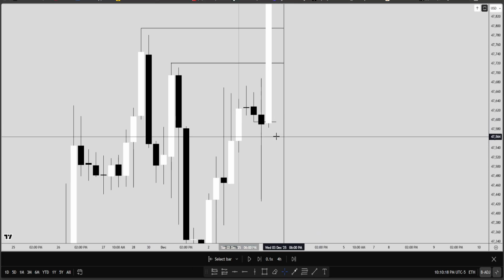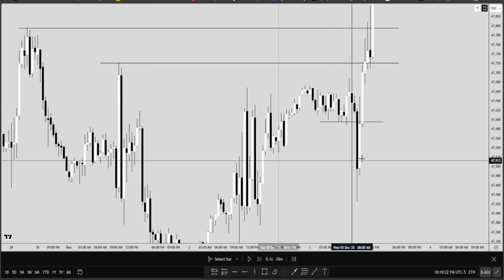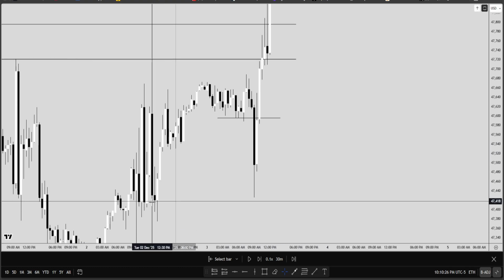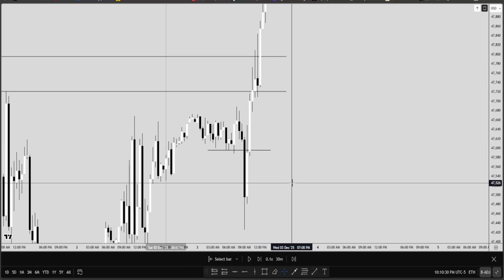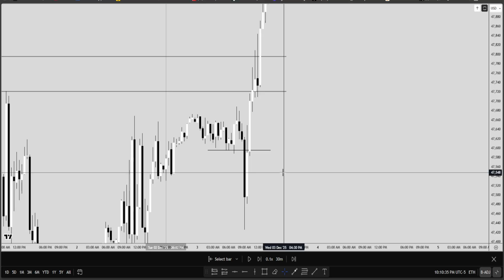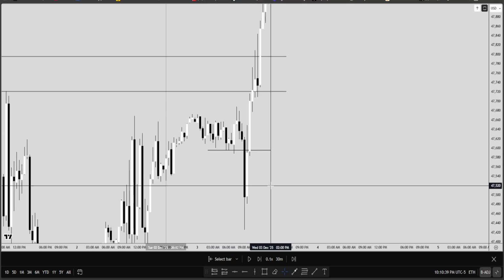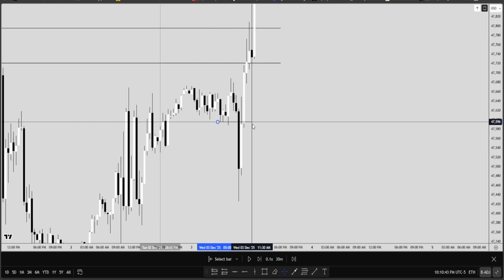So now going on to my 30-minute, I either use the 15-minute or the 30. You can use both, it doesn't really matter. I just go back and forth between the 15 and the 30-minute depending on how clean each time frame looks. If the 15-minute looks messy, I'll go up a time frame just so it's a little clearer for me. But yeah, that's basically the way I do it.